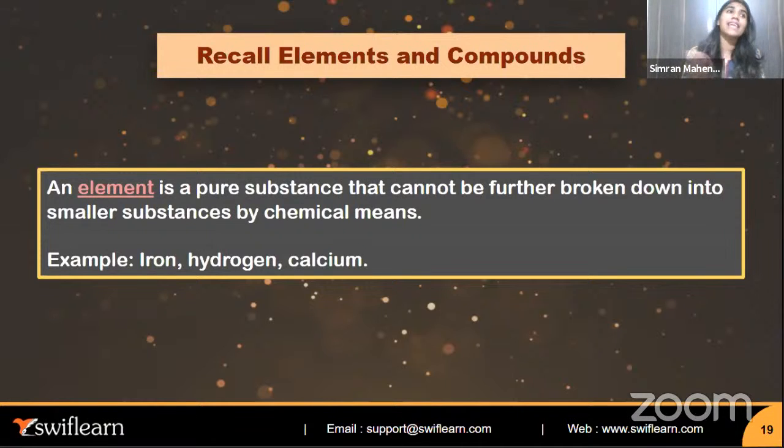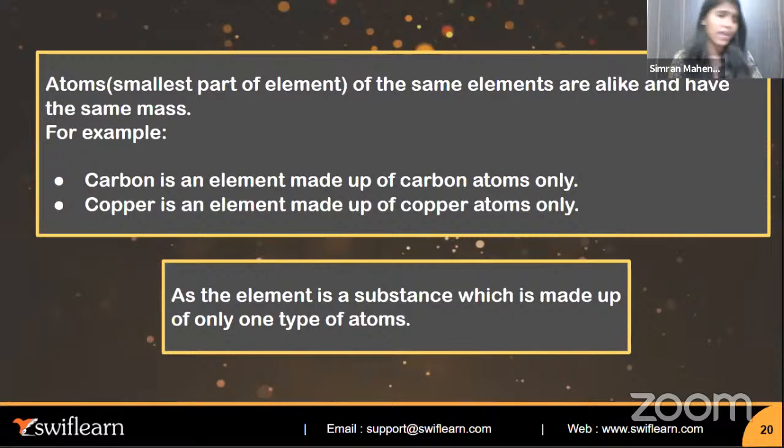Examples of elements would be iron, hydrogen, calcium, neon, fluorine. All these are different kinds of elements. Now, atoms make elements. For example, if I take carbon, carbon is an element, yes or no? If you observe the atoms inside carbon, you will see that all are carbon atoms. So all carbon atoms make a carbon element. All copper atoms make a copper element. All oxygen atoms will give you the oxygen element.